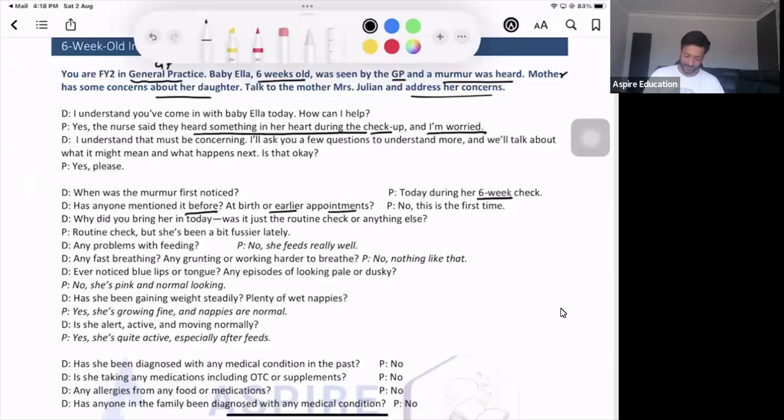So we ask about any problem with feeding, any fast breathing, cyanosis, and if the child is gaining weight properly or not. Failure to thrive is a red flag. But if the child is gaining weight properly, then it's not a problem, right? If the child is alert, active, moving properly. All these are the questions that you need to ask. Fever, flu-like symptoms you can ask. So if the child is doing well, there is nothing wrong. You don't need to worry about these murmurs because this is something we call an innocent murmur.